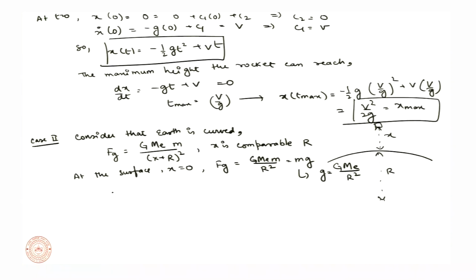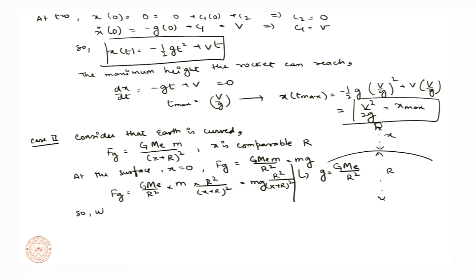So, for our force due to gravity, we can multiply and divide by r square. So, we will have G M e over r square into m into r square over x plus r whole square. This is equal to m into g r square over x plus r whole square. So, we have remodeled our expression. We do not have just m g anymore, we now have a nonlinear term driving this equation.